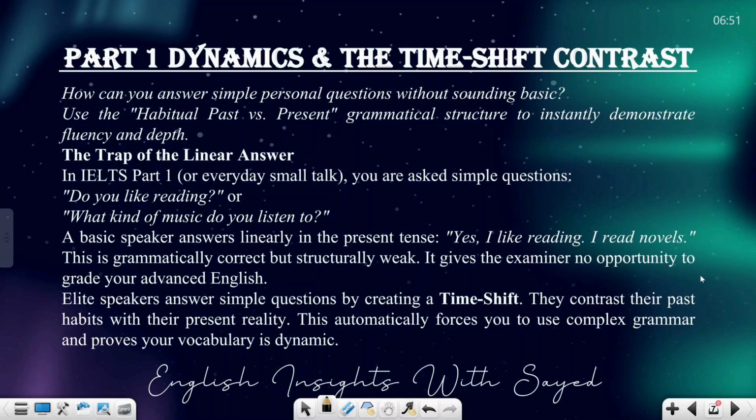Now we need to execute those things in our daily conversation, in our day-to-day life, in our day-to-day talk, or wherever we'll be assigned to present, or we'll be in the boardroom to be interrogated, right? So we know each and every bit of speaking and the art of speaking. How can you answer simple personal questions without sounding basic?